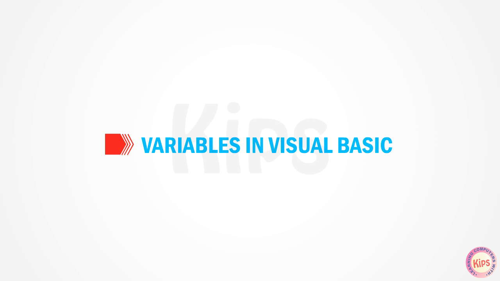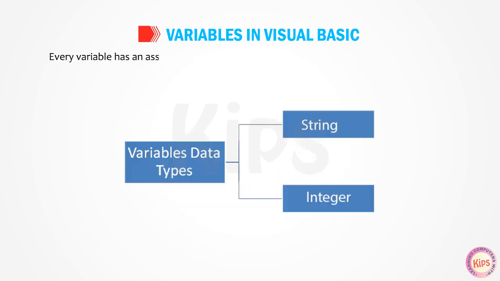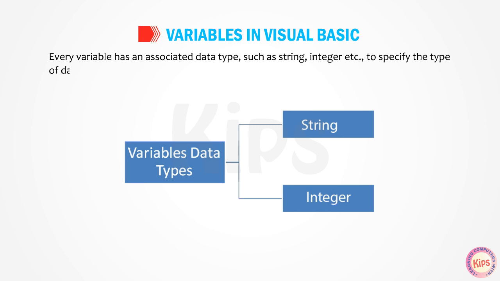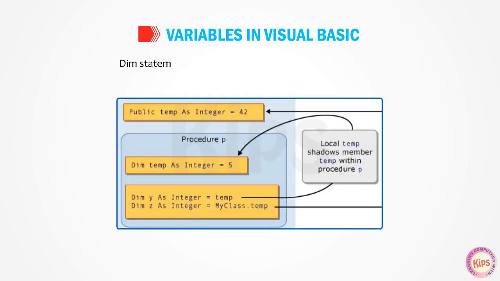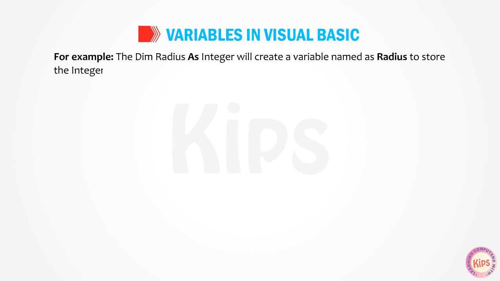Okay, let us understand variables in Visual Basic. A variable refers to a named memory location used to store data temporarily. It has a unique name which is used to identify it in the program. Every variable has an associated data type, such as string, integer, etc., to specify the type of data it can hold. The Dim statement is used to declare a variable in Visual Basic. Syntax: Dim variable name As data type. For example, Dim radius As Integer will create a variable named radius to store integer values.